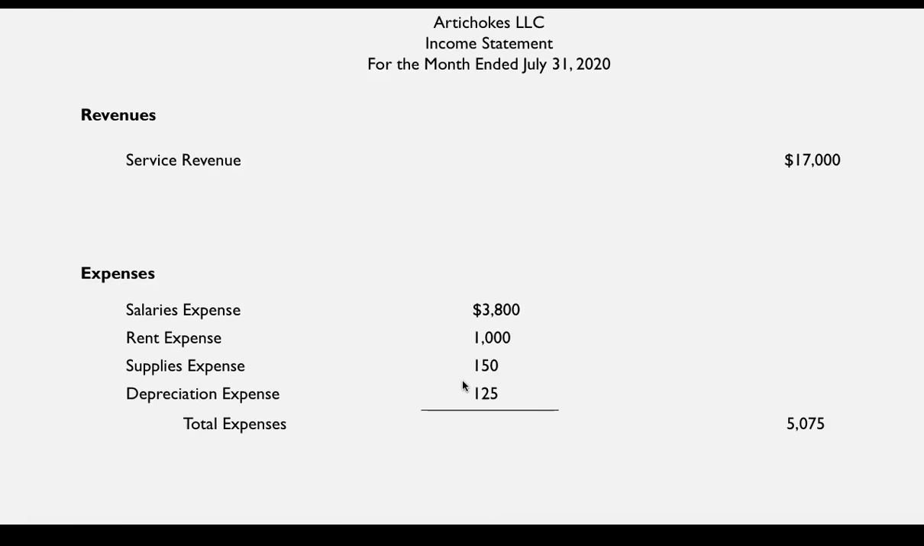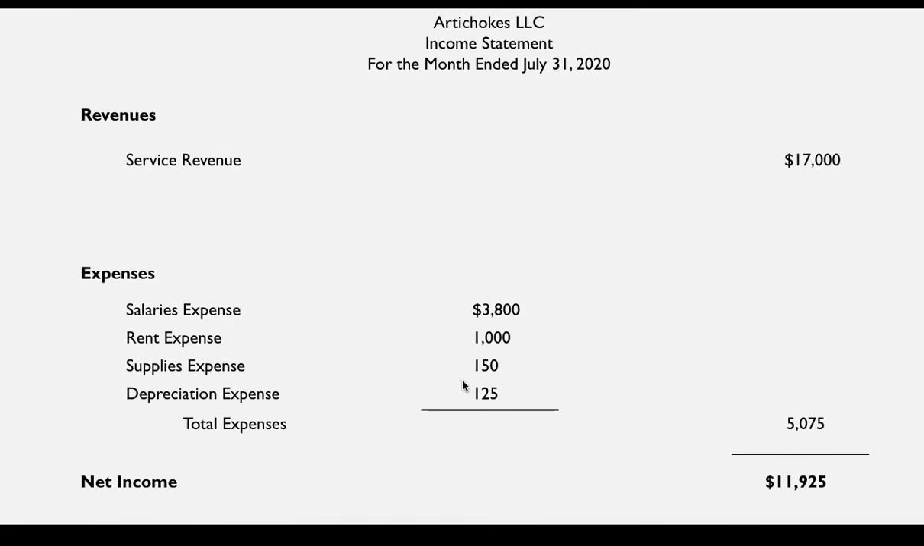So then that way, when someone's looking at an income statement, they can look on the far right and see total revenues, total expenses, and then the bottom line of the net income. So we find our net income by doing revenues minus expenses. So we'll take our $17,000, subtract our $5,075, and we get a net income of $11,925.